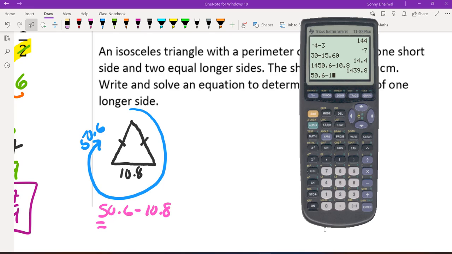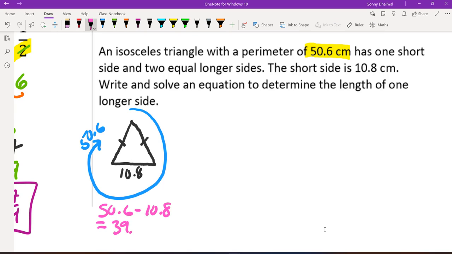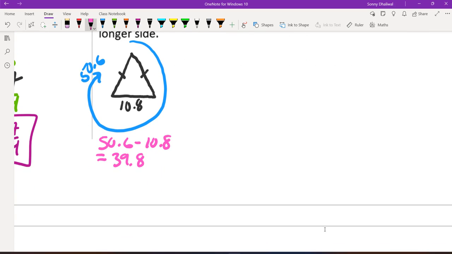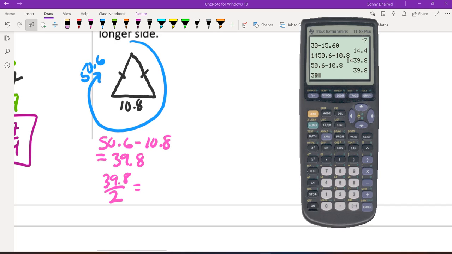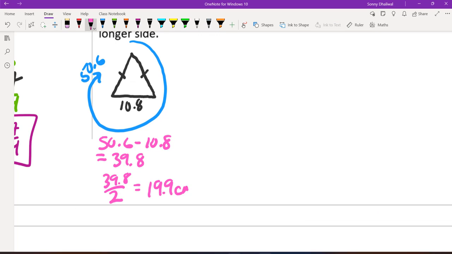50.6 minus 10.8, 39.8. And what did you do after that, Jackson? Those two sides are divided by 2. Yeah, so there's two sides. They're the equal size, so you just divide it by 2. So you go 39.8 divided by 2 is roughly your answer. You said roughly around 20, right? Right, so 40 divided by 2, right? But if you go 39.8 divided by 2, we end up with 19.9. So each side is 19.9 centimeters. Okay? And I think most students could probably figure that out without even setting up an equation.